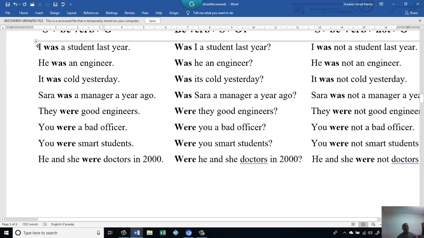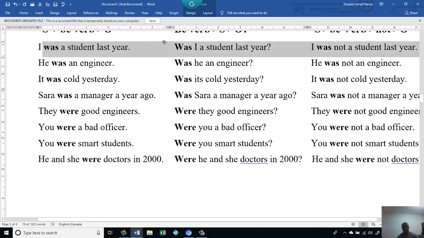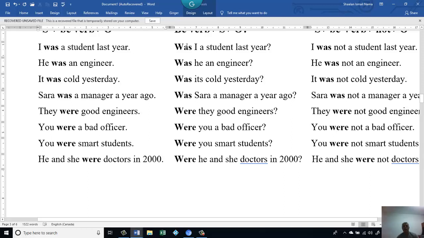For some cases we have it here. I was a student last year. Then we know it happened in the past because here I have was and also I have last year. Then if I make a question, it's easy. We just take the auxiliary verb and put it before the subject. Then it's going to be like this: Was I a student last year? Then we make it negative. We make it negative by putting not after the auxiliary verb. For example, I was not a student last year.